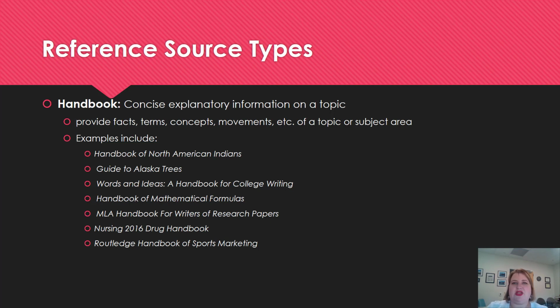So if you're using the MLA citation style, or we're using APA for our class, that is a specific handbook that's telling you this is how you write according to this style. This is how you create citations according to this style. Nursing 2016 Drug Handbook, Routledge Handbook of Sports Marketing. So these are giving you good directions on how to do things within a specific subject area. Very helpful, can be good references, can be good foundational sources for research.